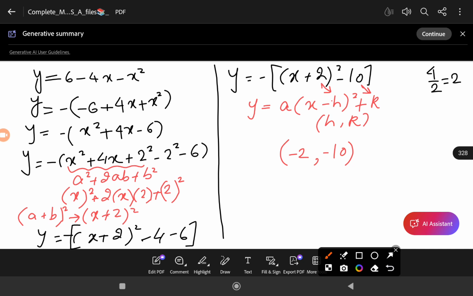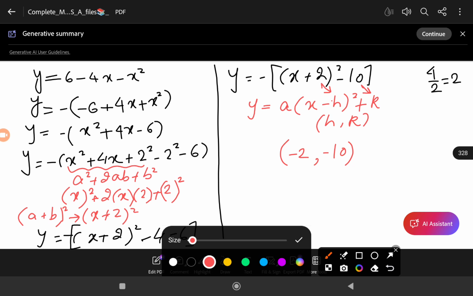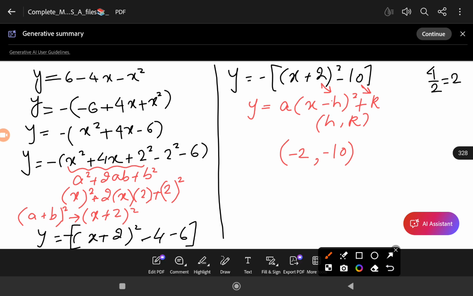So here, I skipped one thing. If I go back a little bit, we should apply the negative sign here. The negative sign will apply on this and the negative sign will apply on this as well. So the equation will look like y equals minus bracket x plus 2 whole square. When the negative sign applies on 10, it will become a positive sign. So the answer will be negative 2 and positive 10 for h and k. This is the answer.